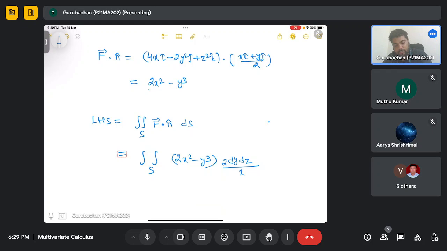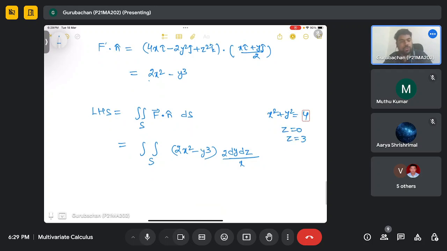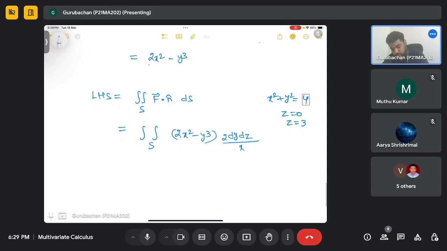Now we know that our circle is x square plus y square equal to 4, and the other thing is we know that z is 0 and z is 3. So how can we put the limits? We can move z from 0 to 3, and what is the parametric form of this? x is equal to 2 cos t and y is equal to 2 sin t, where t varies from 0 to 2 pi.